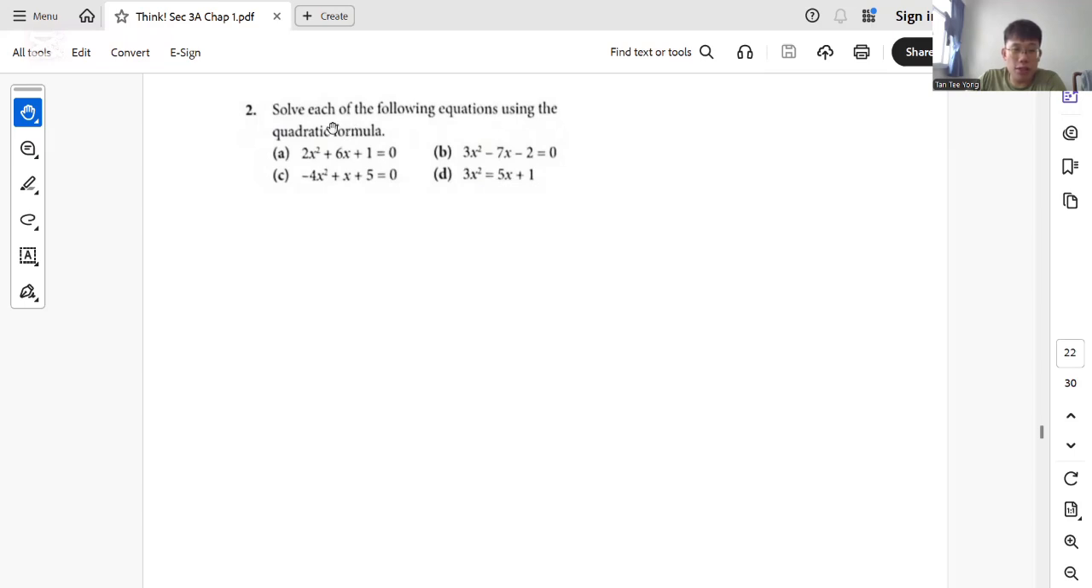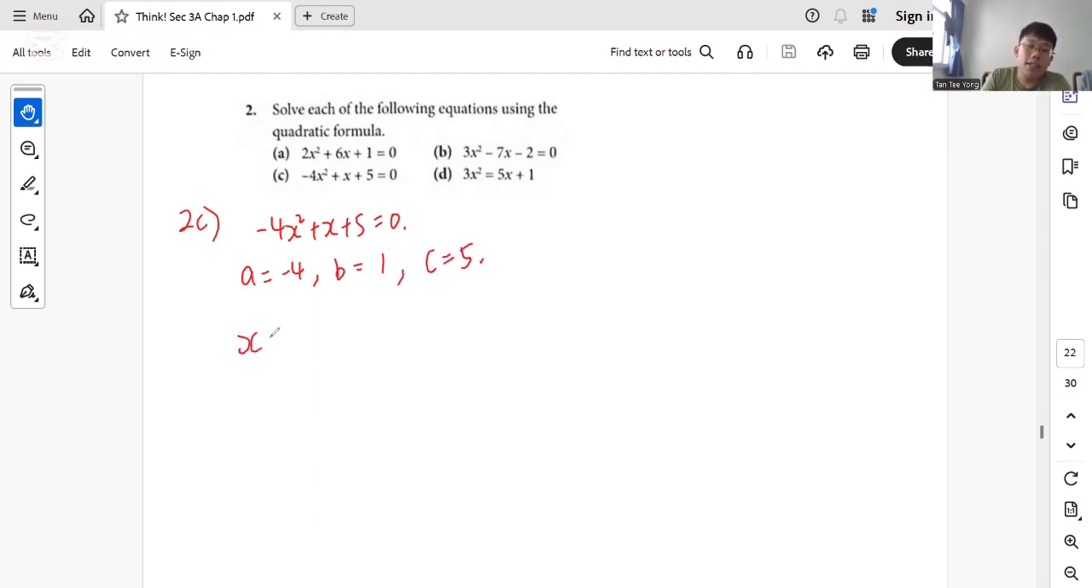Solve each of the following equations using the quadratic formula. So just going to do one part as well. Maybe we will try question 2C. So 2C, negative 4x squared plus x plus 5 equals to 0. So coefficient of x squared is a, negative 4. Coefficient of x is 1, which is our b. And lastly, c, the constant, so 5.